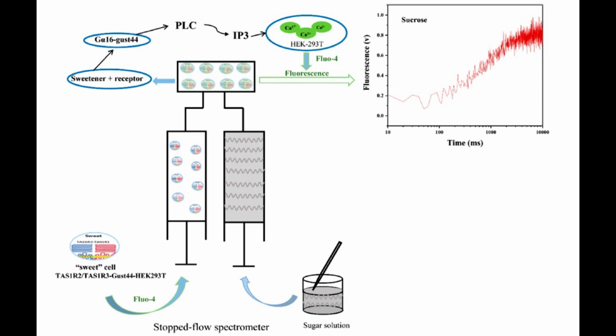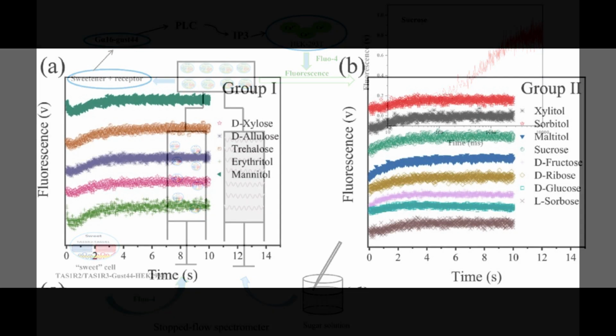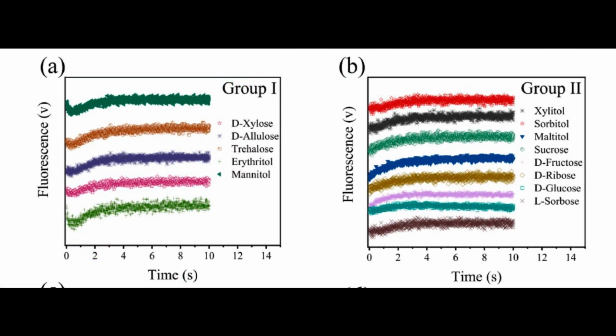As seen in this figure, sweeteners and cells with sweet receptors are mixed in a stop-flow apparatus. Each binding of a sweetener to its receptor releases a calcium ion that leads to a fluorescent signal. The researchers found that they could divide their sweeteners into two groups. Group 1, such as xylose and erythritol, where there is an immediate rapid binding followed by a pause before binding resumes at its full rate. And Group 2 sugars, including sucrose and fructose, that have a different, more direct kinetic profile.